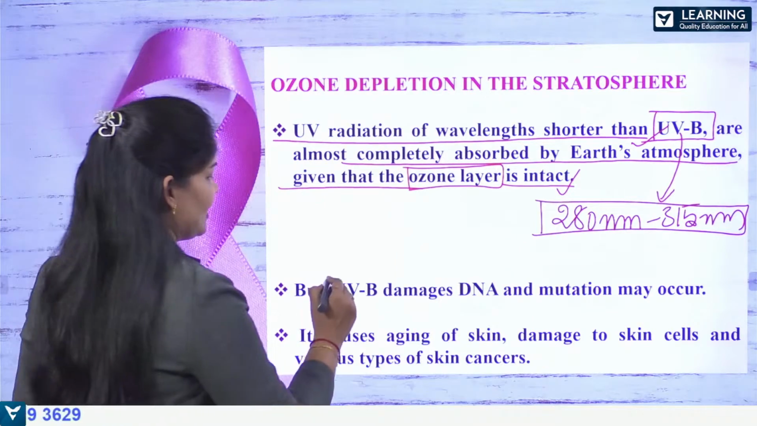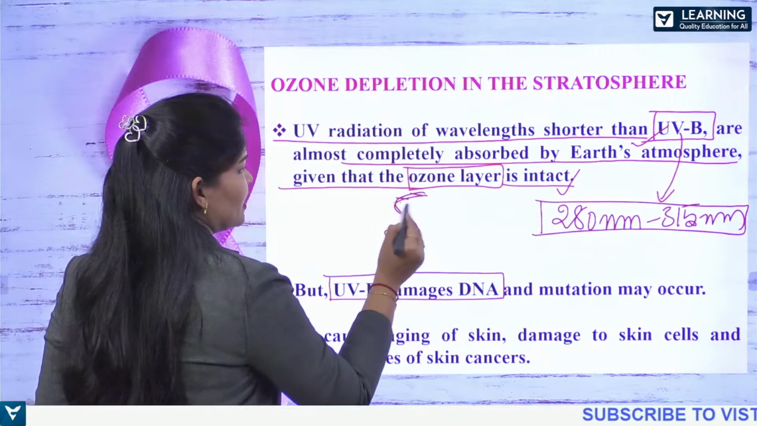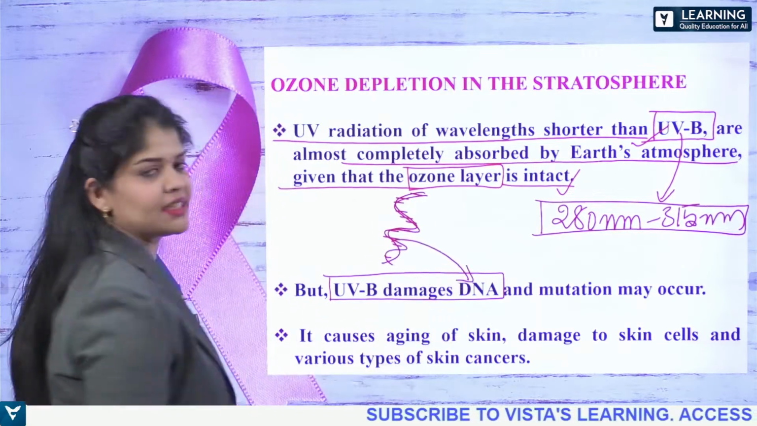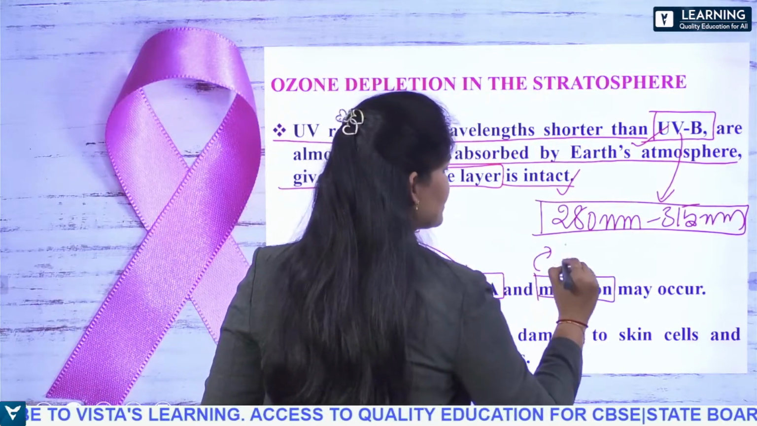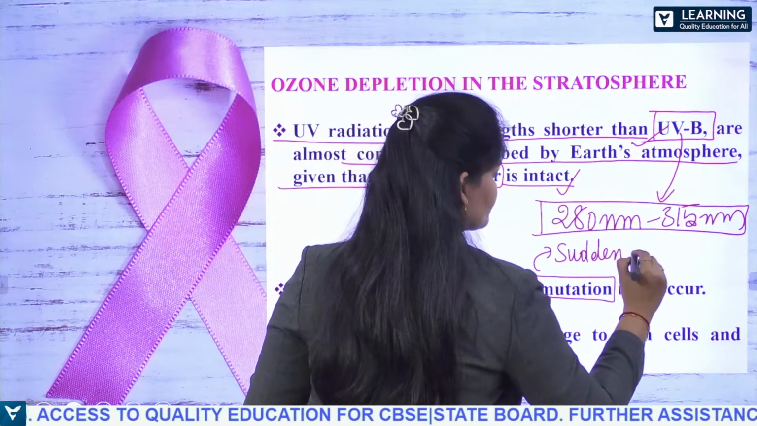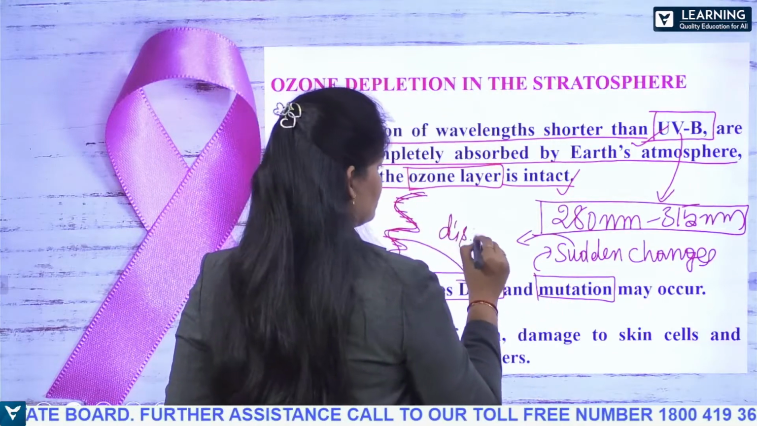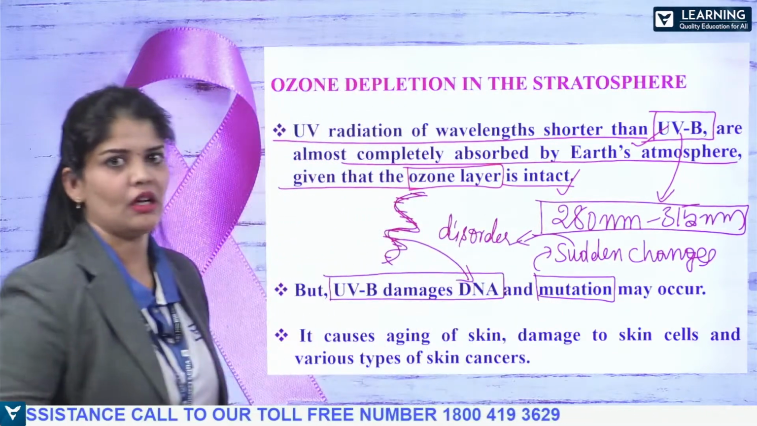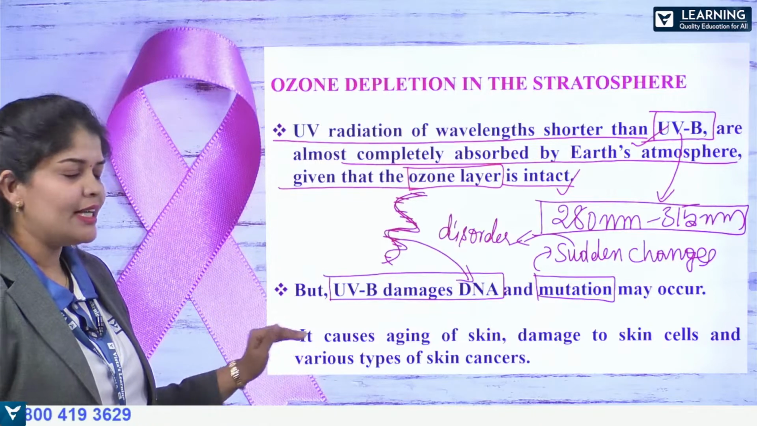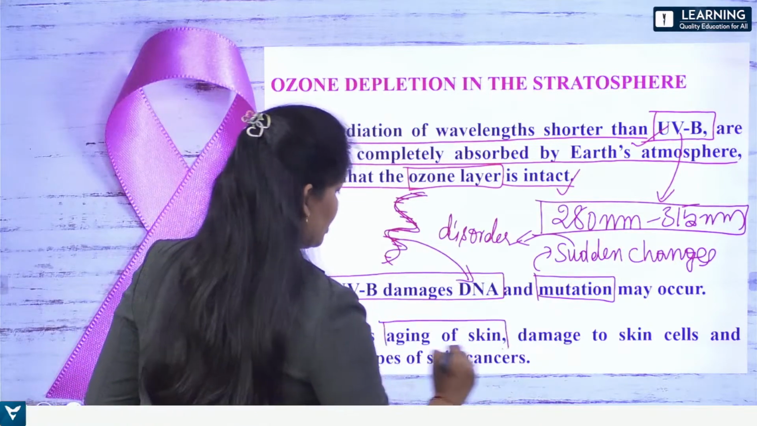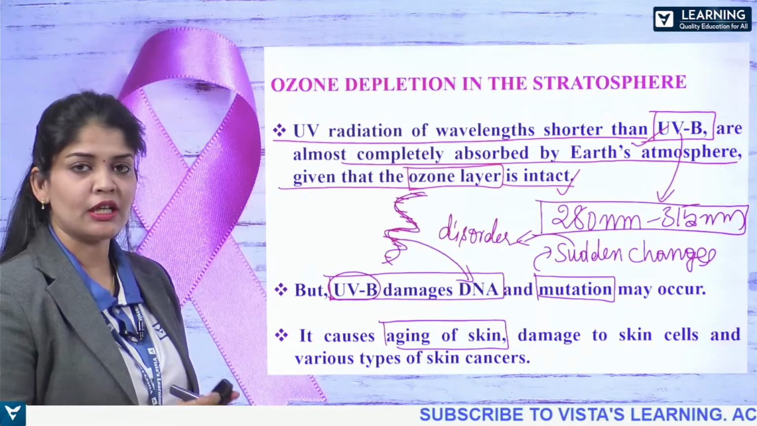But UVB damages DNA. UVB is known to cause damage to DNA, which attacks genetic material and causes mutations. That means sudden changes which lead to disorders like chromosomal aberrations, right? And even it causes aging of skin. UVB shows most of its effect in causing cancers, particularly of the skin.